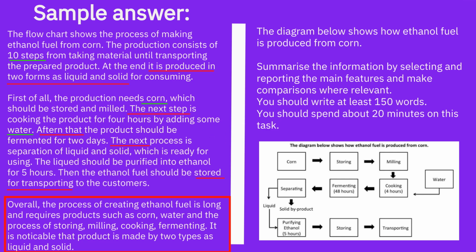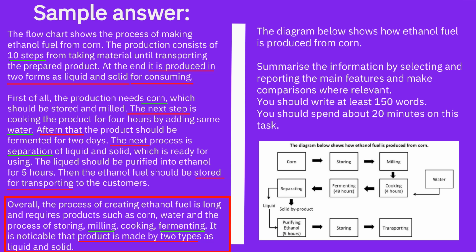For the criteria of lexical resource, the band is 6.0, 6.5. The candidate used process-related vocabulary like milling, fermenting, separation, etc. There are errors or awkward use of vocabulary. "Consuming": ethanol is produced for use, not for consuming. That sounds unnatural. "Product is made by two types." "Produced in two forms" would be better, though again this is misleading. Only the liquid becomes ethanol.